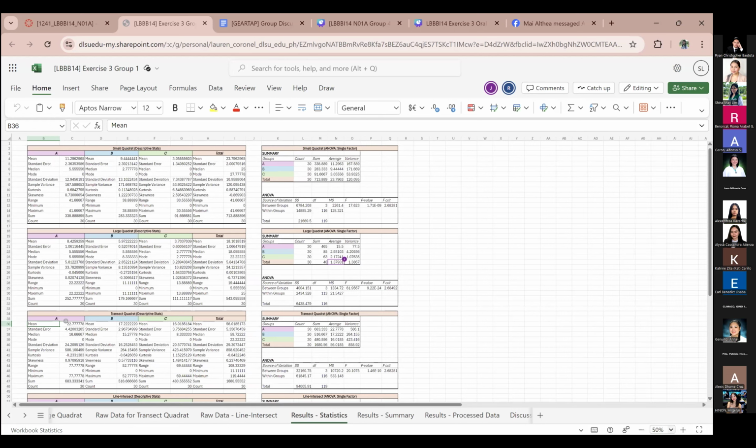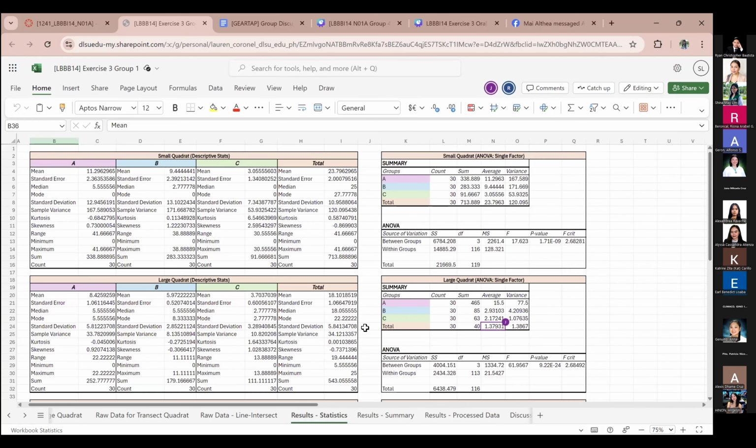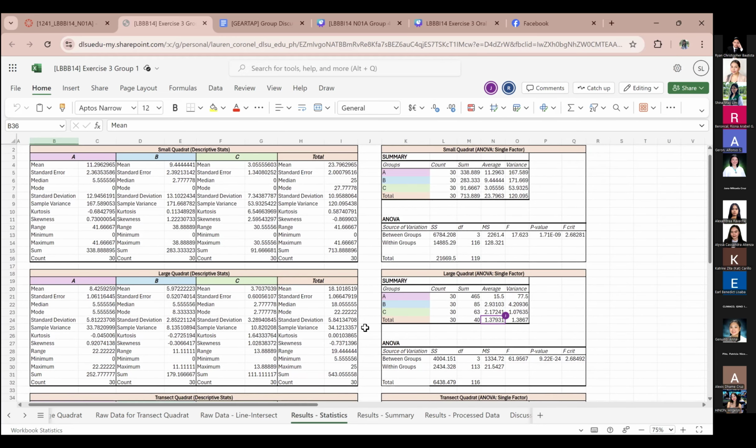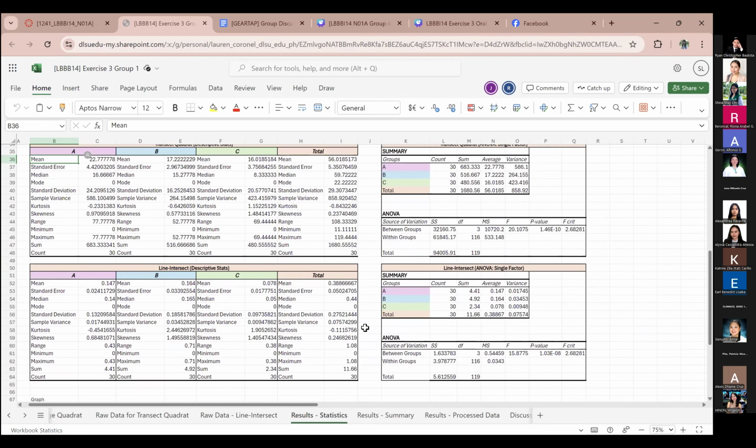We use descriptive statistics and ANOVA single factor po. ANOVA single factor. Groups A, B, C. Okay. Sige, mamaya na ako magko-comment. Thank you for that. Sige, you can stop sharing for now. I'm curious to see from the other groups. Sige, thank you, group 1.